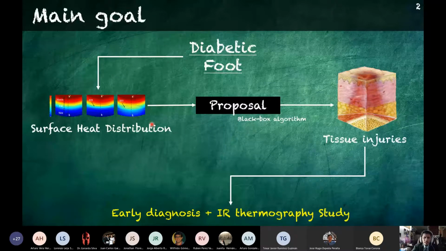So, given this problem of the diabetic foot, our main goal is to study the surface heat distribution as input of our proposal. We will call it a black box algorithm, in such a way that the output of this black box will display some areas that could develop tissue injuries related to the heat distribution, in order to support an early diagnosis of the diabetic foot plus an IR thermography study.